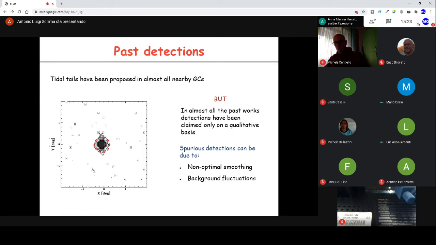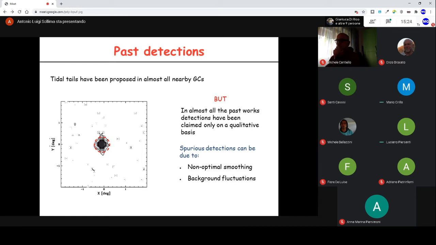There is another point which regards the choice of the tidal radius. Because usually when you do this kind of study, you select the tidal radius. Many studies take the tidal radius listed in the Harris catalog. However, this radius is calculated by fitting a static model, for instance, a King model, to the density profile. So this can be good to have a guess of the size of the cluster, but it is not the radius at which you can find all the bound stars.